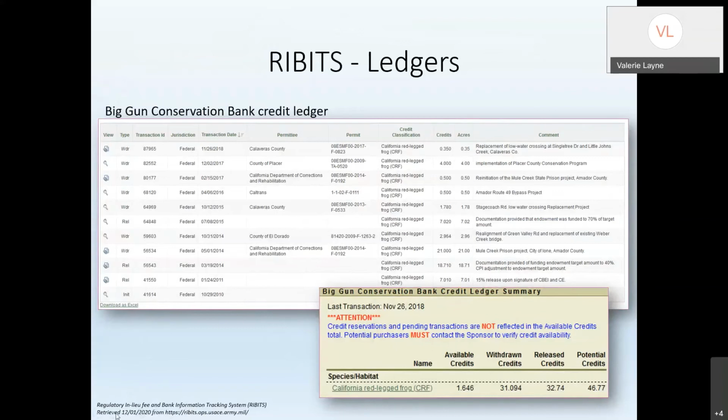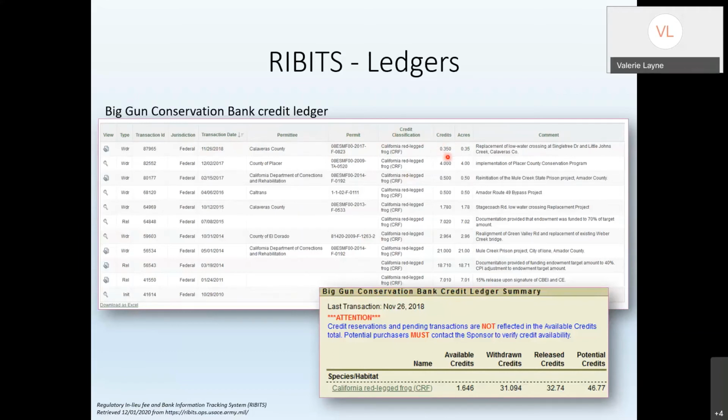So let me grab that pointer again. Okay, transaction date, here's the permittee, and the permit. Under permit, that's kind of a generic term in RIBIS. This column right here, this is all Fish and Wildlife Service file numbers. These are not permits, but these are file numbers, and there is a biological opinion associated with some of these. And here are the credit classifications: California red-legged frog. And here are the number of credits that were sold in the transaction.